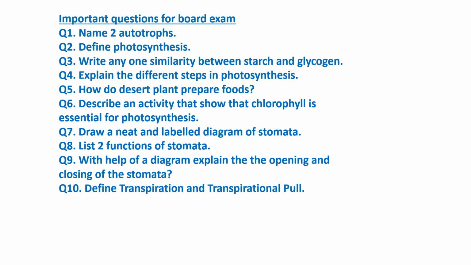Draw a neat and labeled diagram of stomata. List the functions of stomata. With the help of a diagram, describe the opening and closing of the stomata. Define transpiration and transpiration pull. There is a question, usually they ask, what is an enzyme? We will deal with it in heterotrophic nutrition.